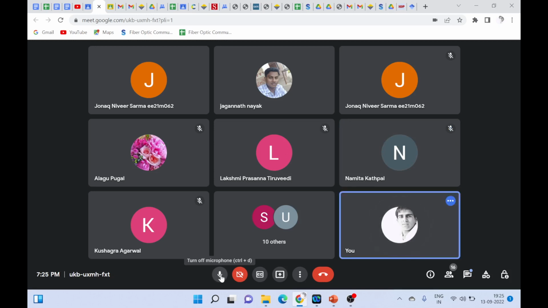Anything else? Please unmute yourself and ask a doubt. I think we have only 13 to 14 students, and everyone should unmute and ask.